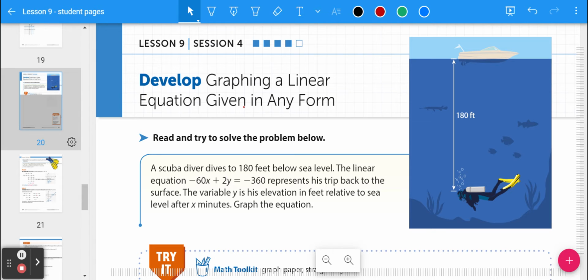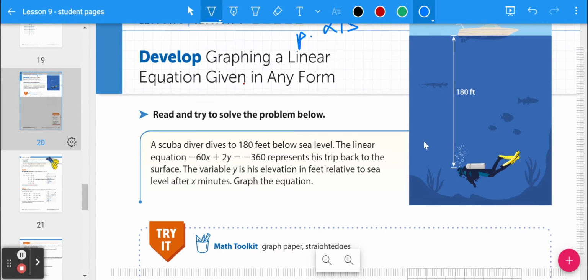We are going to do lesson 9, session 4, 9-4. This is starting on page 215 in your book. This is really just a continuation of lesson 9-3 where we were graphing linear equations. The only difference here is they might not always be in the form of slope-intercept, which, as we know, is y equals mx plus b. So we might have to do something to be able to graph it if it's not starting in that form.